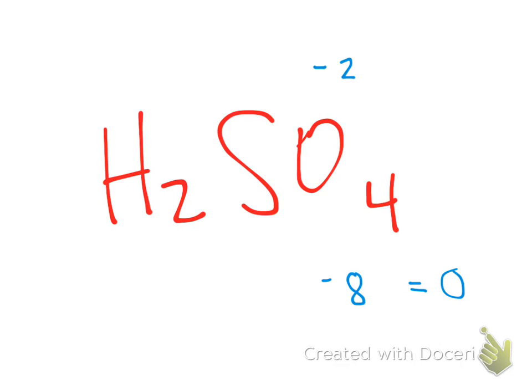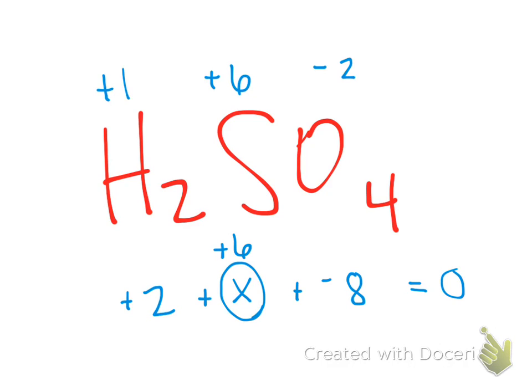So now I'm going to skip over to hydrogen. I know a rule about oxygen, and I know a rule about hydrogen. So I'm going to skip sulfur, and I'm going to go over to hydrogen. What do we know about hydrogen most of the time? +1. So hydrogen is a +1, and how many of those do we have? 2, so that gives me a +2. So what is this X here in the middle that would get us to 0, which would be sulfur's oxidation number? Plus 6, right? And how many sulfurs do we have? 1. So that means sulfur's oxidation number is plus 6.